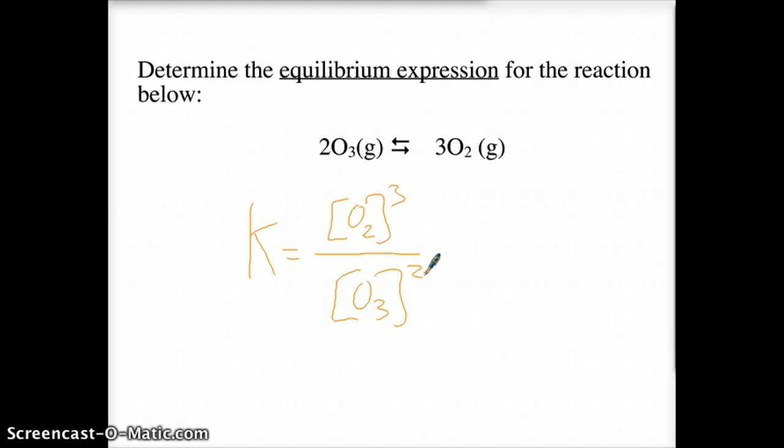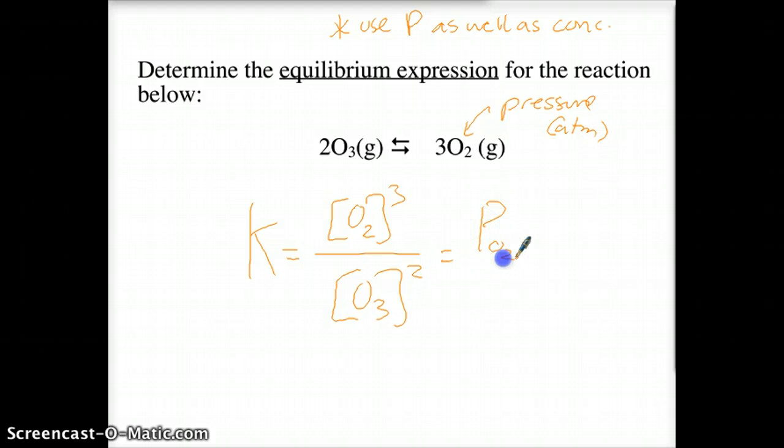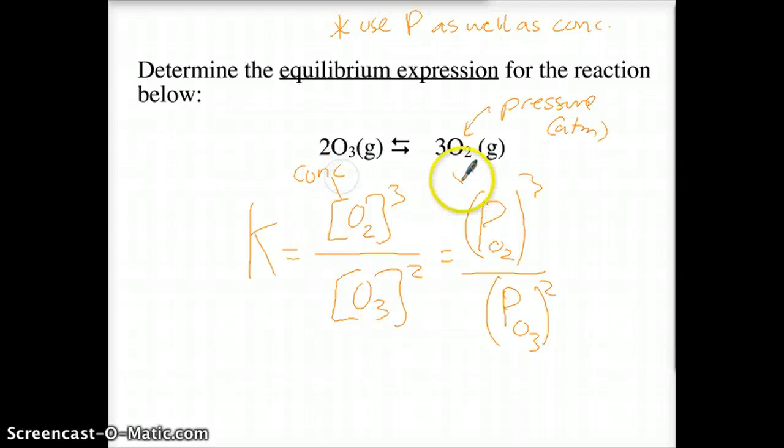A small thing to note, we can use pressure as well as concentration. So if the values were given to us in pressures, like atm for example, we could also write that this is equal to the partial pressure of O2 to the power of 3 divided by the partial pressure of O3 to the power of 2. So you need to be familiar with writing it either way, depending on whether concentration or pressure data is given. It depends on the problem.